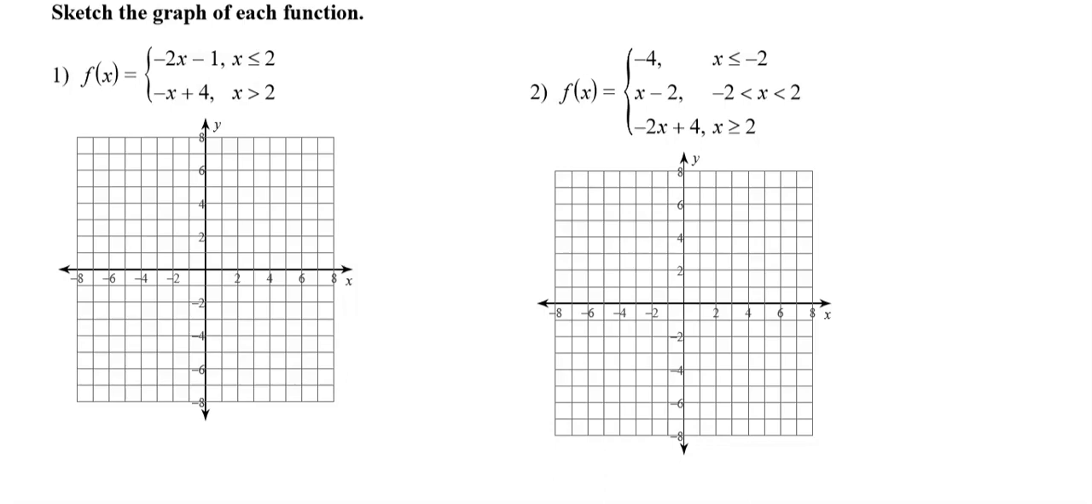Hello friends, today we'll learn about piecewise functions and we'll see how to draw them. Okay. First question: f(x) equals negative 2x minus 1 when x is less than or equal to 2, and the second is minus x plus 4 when x is greater than 2. So basically we have two straight line functions under different conditions.